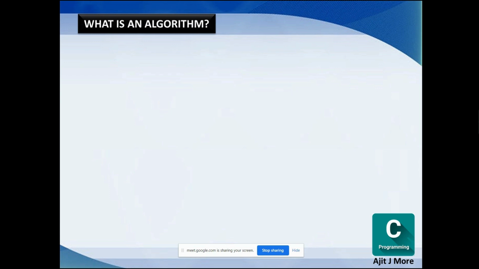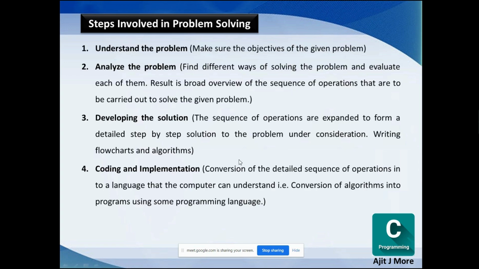Now we will enter into this third step. We are going to focus on this third step, that is writing the detailed steps of our problem. And what are the different ways of writing it? So I told three ways. One is algorithm using simple English. Second, pictorial way, flowchart. And the third way is called pseudocode.